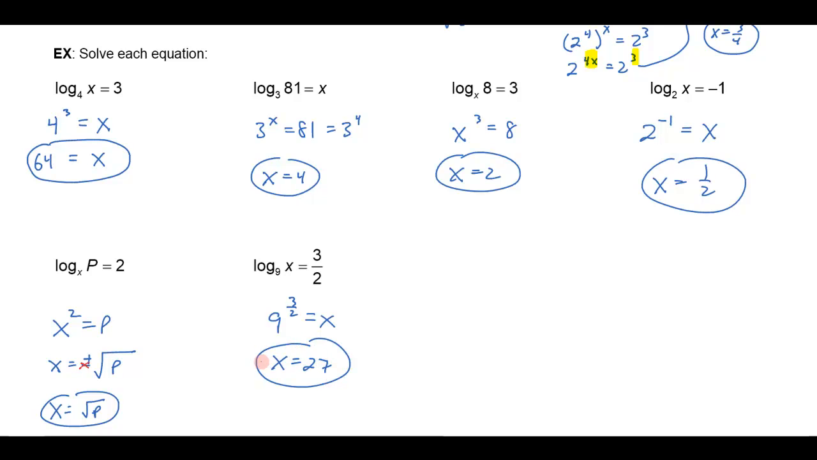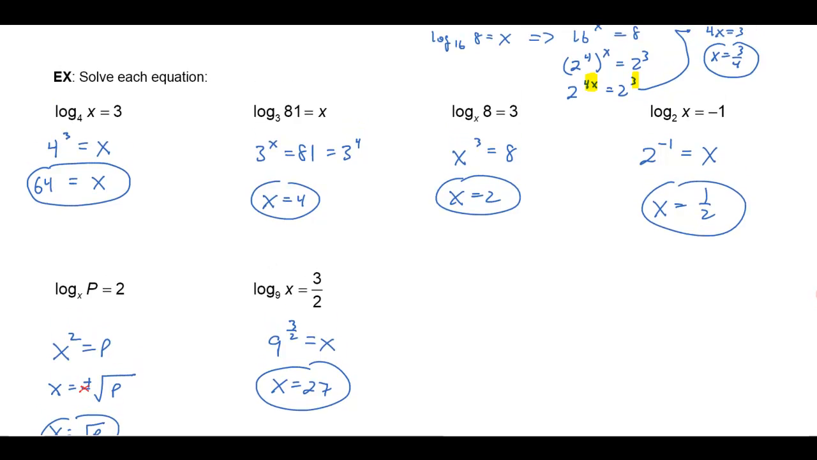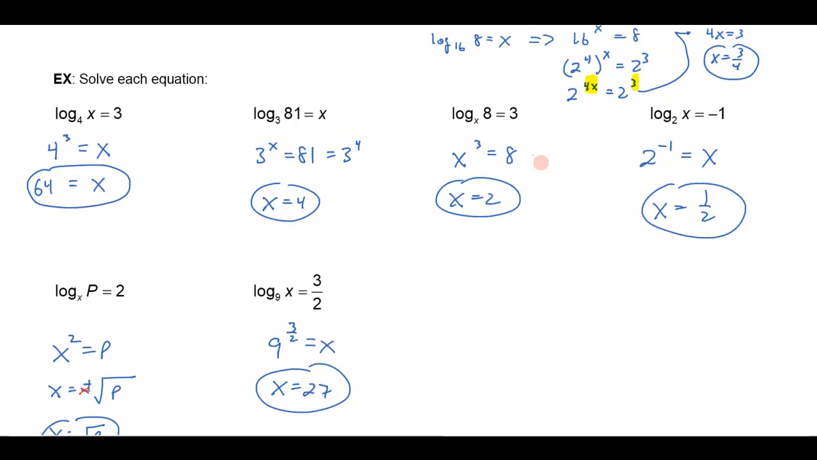All right, so I hope you find this introduction to the language of logarithms really helpful, and you begin to see that they're really not as maybe terrifying or scary as they might look at first, and you just have to get used to the language. All right, good luck on your logarithms.